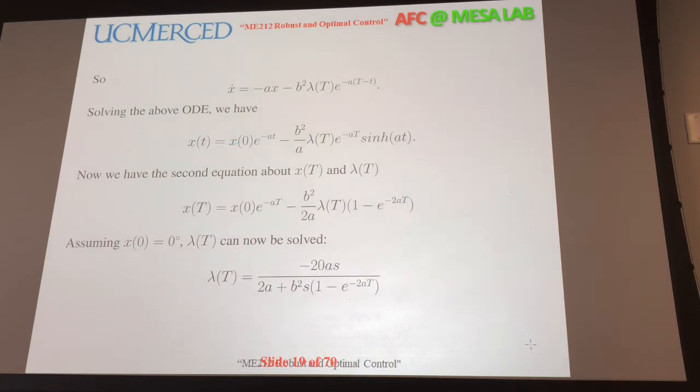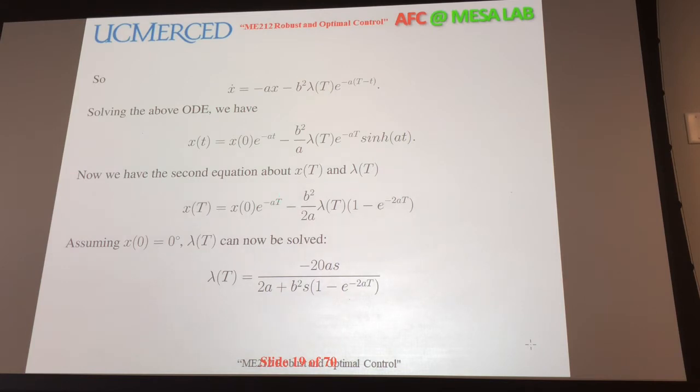There are some hyperbolic sines, but that doesn't matter. These are all given. Everything is good. I have a curve of x T. Then we use this one, and we can solve for my x capital T. So x capital T based on that is given by this, okay?